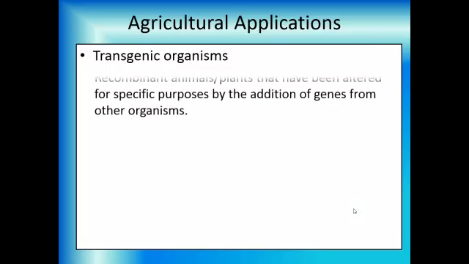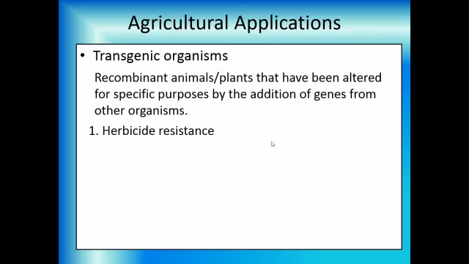Let's move on to agricultural applications. First one, transgenic organisms. These are organisms that are recombinant animals or plants that have been altered for a specific purpose by the addition of genes from another organism. Currently, the popular name for them is genetically modified organisms, or GMOs. So let's talk about how we can use transgenic organisms in agricultural applications.